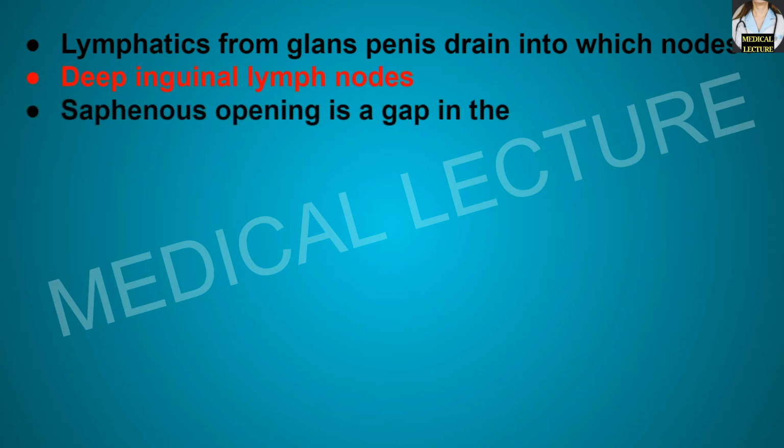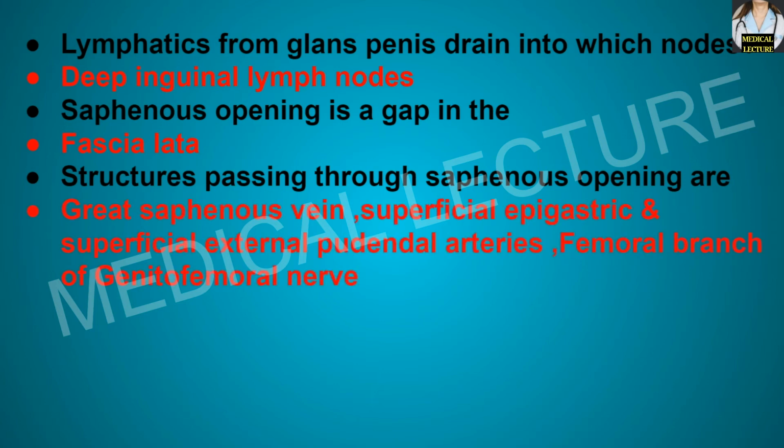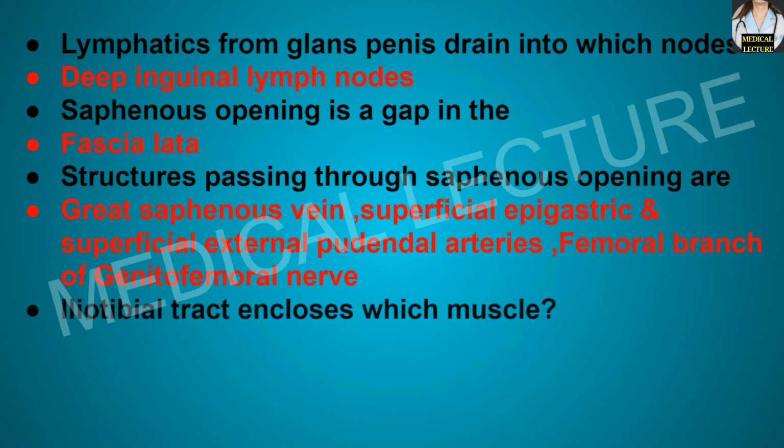Saphenous opening is a gap in the fascia lata. Which structures pass through the saphenous opening? So they are the great saphenous vein, superficial epigastric artery, superficial external pudendal artery and the femoral branch of the genitofemoral nerve. Iliotibial tract encloses which muscle? So it encloses the tensor fascia lata and the gluteus maximus muscle.